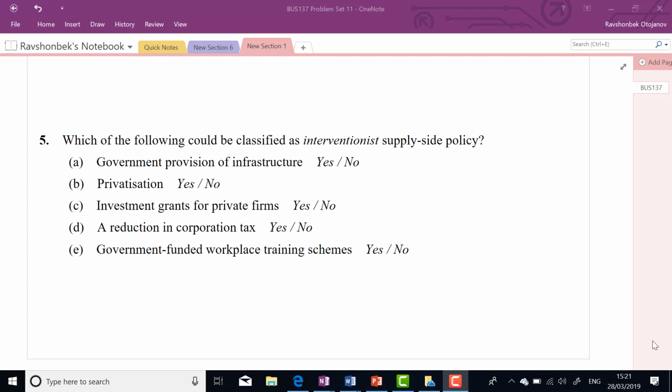Okay. D, a reduction in corporation tax. It's not an interventionist policy. It's pro-market. It stimulates independent market activity, more investment, for example. So is C yes or no? Yes. C is yes. D is no. And E is yes. Clear. Yes, it's government-funded workplace training schemes. So only B and D are no.